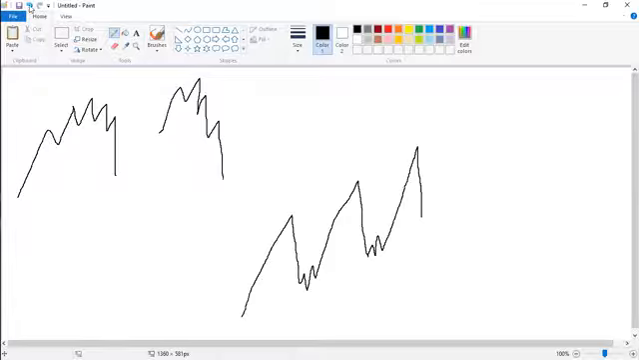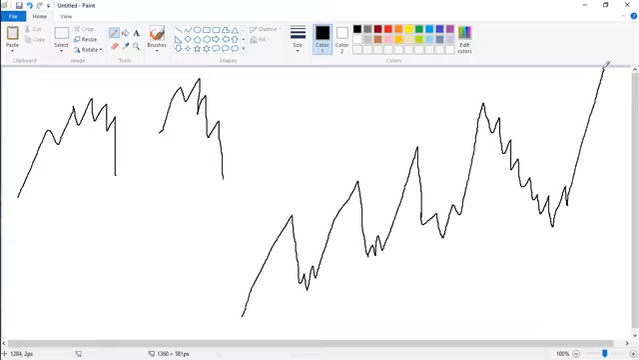then sometimes let's say you have a complex pullback. Okay, let's do this. This is a breaker. Then you have a complex pullback, then breaker block, then price goes up. So you can get them here, right here. Okay. Also, you can get them on lower time frame.